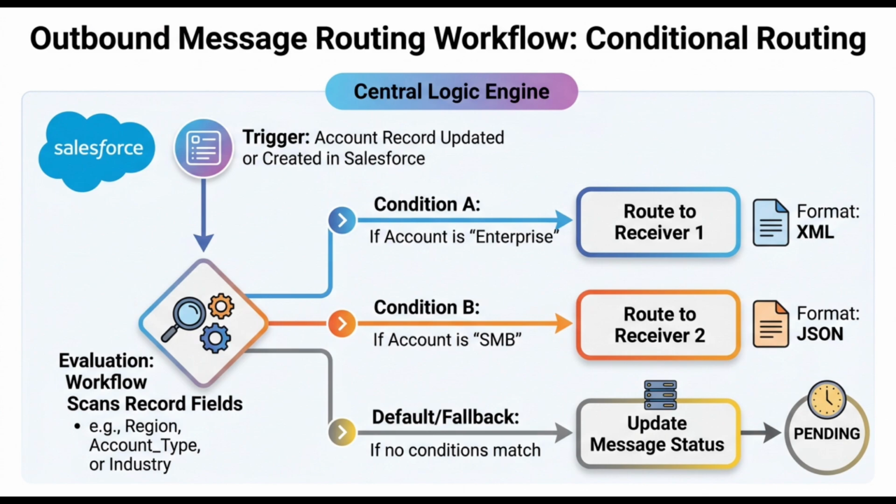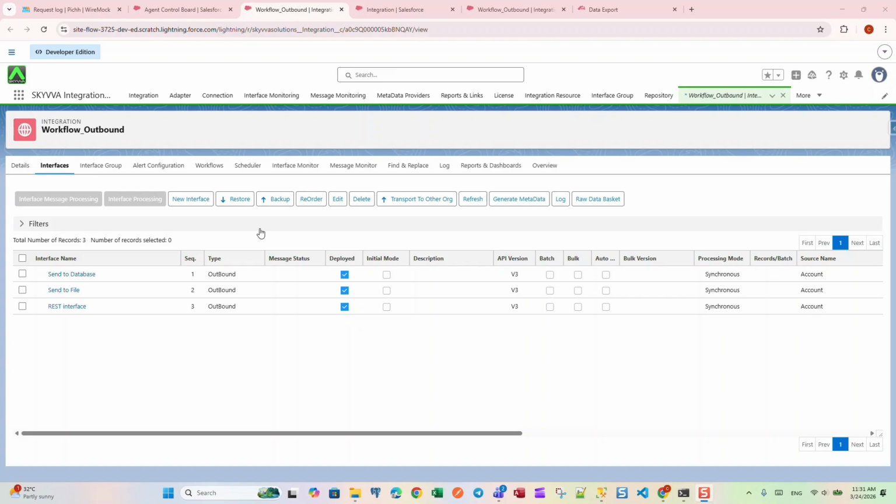Now, let's move on to a real use case. Here, we already have an existing outbound integration that we will use in this demonstration. As you can see, we have three interfaces. The first interface is used to send data to the database. The second interface is used to send data to create a file, and the last interface is used to send requests to the REST service. We have already mapped and linked the interfaces with the adapter.